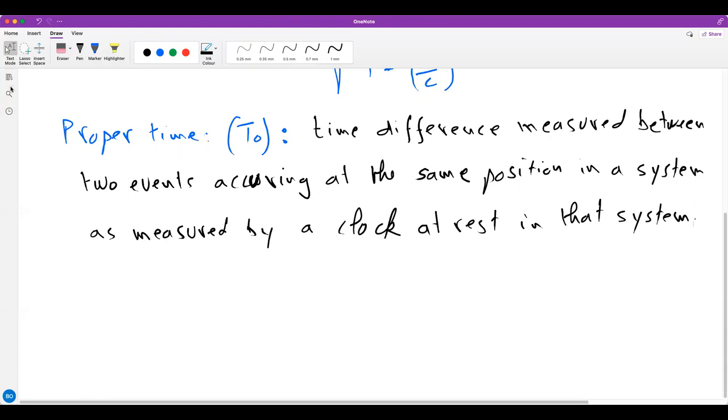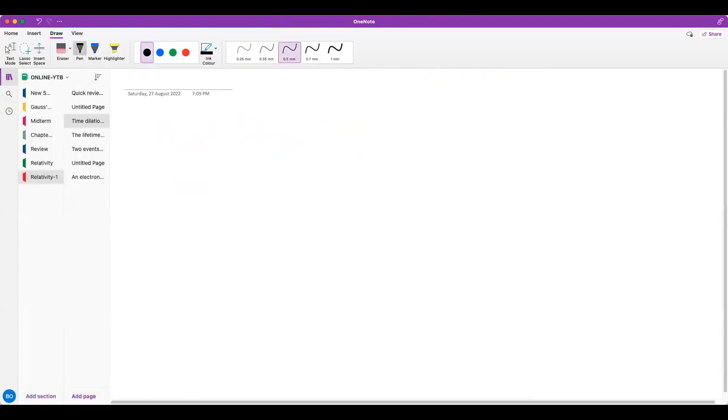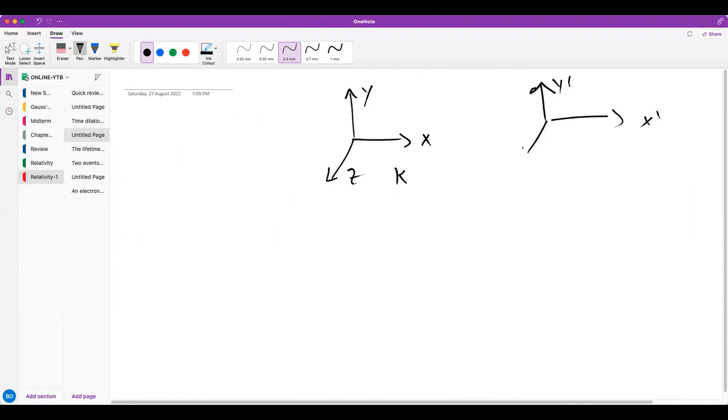There is also another consequence on the length as well. The same thing: if we have an observer on, let's say, to simplify it, Earth, x, y, z, and there is a space shuttle that is moving with a velocity v, reference frame K prime. And for example, I have an object here with length L0.